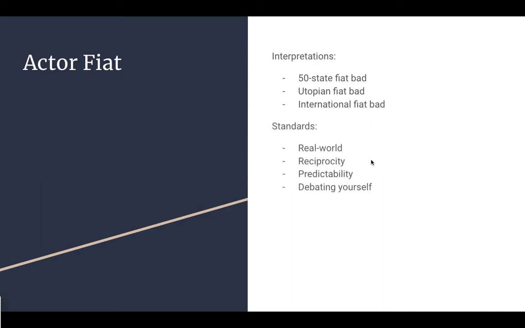So what are some standards for these types of arguments? So real world, especially for 50 state and utopian, it's not really realistic to say all 50 states are going to take this one action unilaterally, or we're going to cause a communist revolution, and that'll happen the moment you vote neg, right? Those are not real world proposals, so maybe it's important to limit what types of fiated actions we could take. Maybe our interpretation is you should only get realistic fiat. So for example, the United States federal government taking a realistic policy that could happen plausibly at some point in the future.